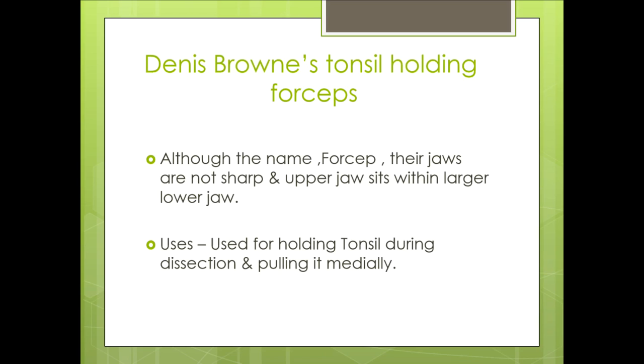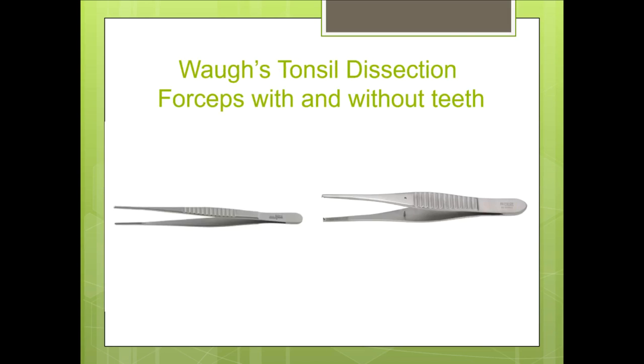Even though the name of the instrument is forceps, the jaws are not sharp. The upper jaw sits within the larger lower jaw. The edge of this forceps is very smooth, so that it will not damage the soft tissue while you hold the tonsil. This is to hold the tonsil during the tonsillectomy, the Dennis Brown tonsil holding forceps.